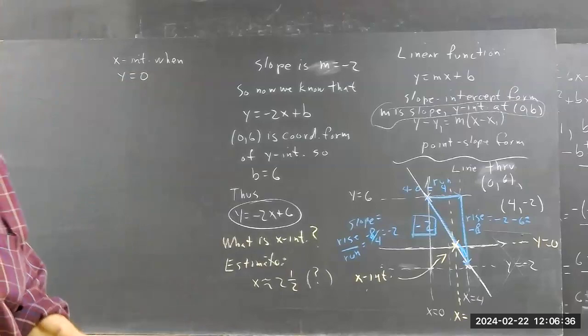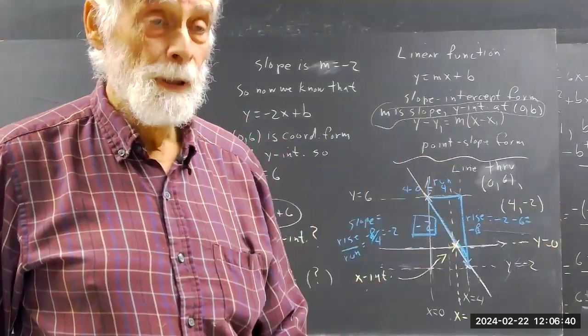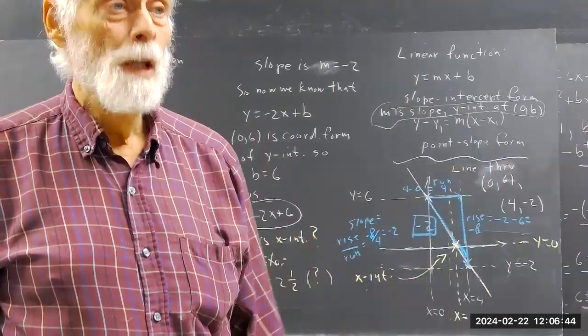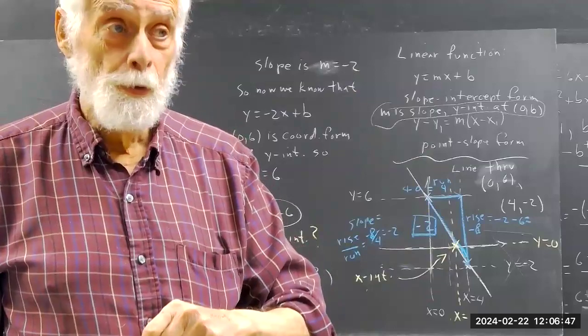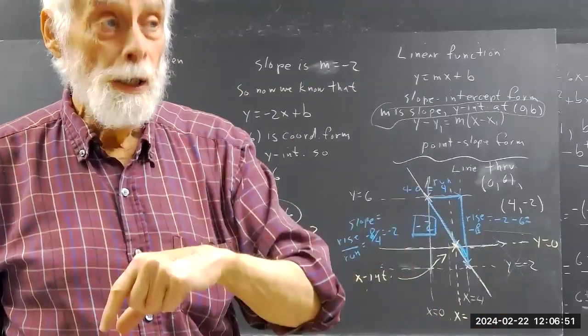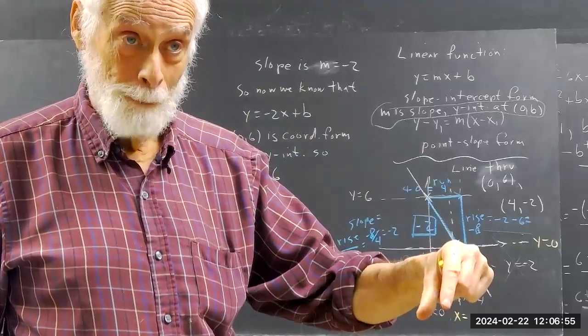Anytime you see the terms x-intercept or y-intercept, you don't just look at the terms and stop there. When you see x-intercept, you think y equals 0. If you see the term y-intercept, you think x equals 0. Okay?